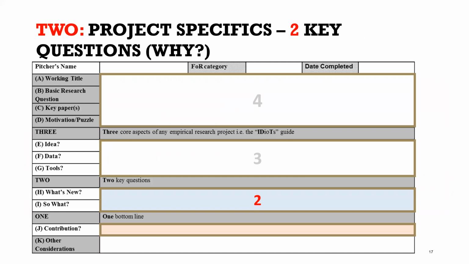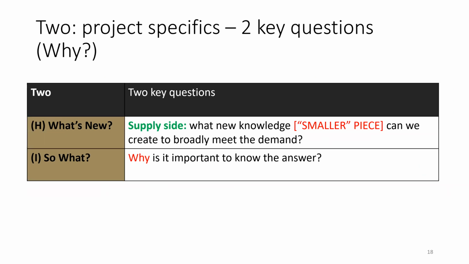The next two items of the project specifics are the two key questions. And these, as I've already said, are drilling down to why. Some quick words of advice on these two questions. So item H, what's new? Think of this as from the supply side.